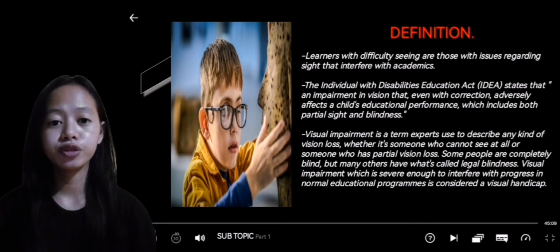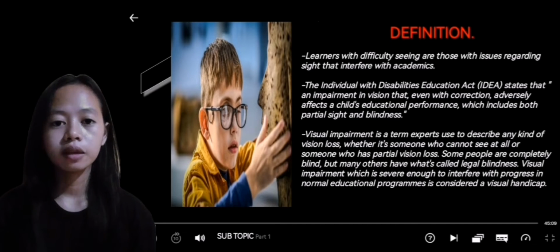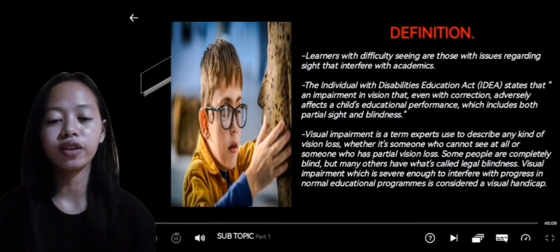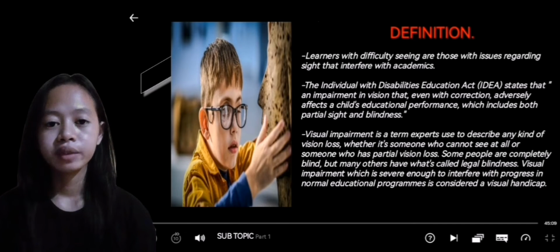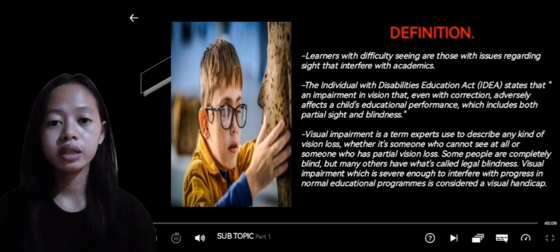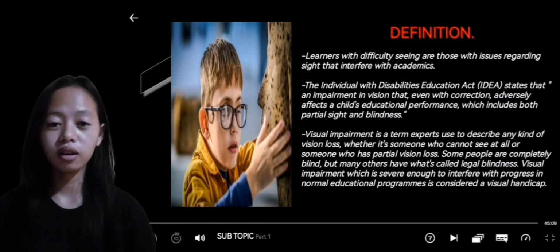A vision impairment refers to when you lose part or all of your ability to see. The impairment must persist even with the use of eyeglasses, contact lenses, medication, or surgery. Visual impairment which is severe enough to interfere with progress in normal educational programs is considered a visual handicap. So visual handicap is a disability that prevents one from seeing well. As I have said, the students may need to have their eyesight corrected by wearing glasses or other optical devices.